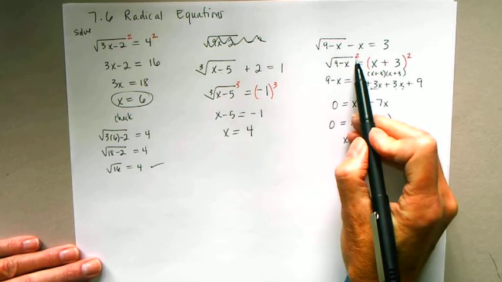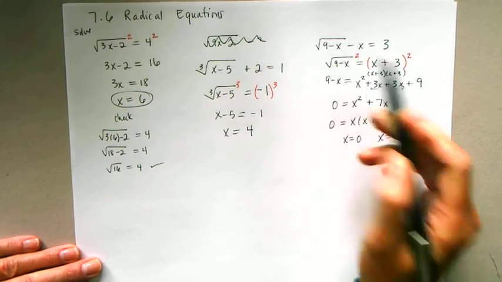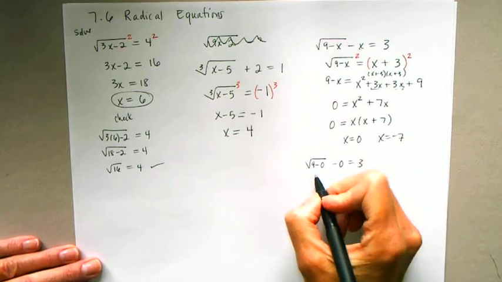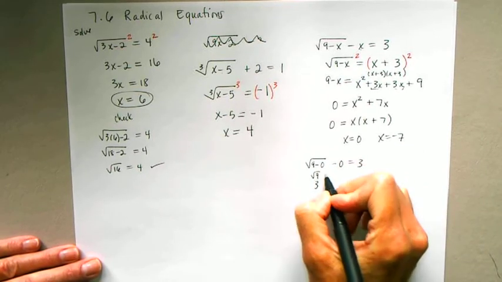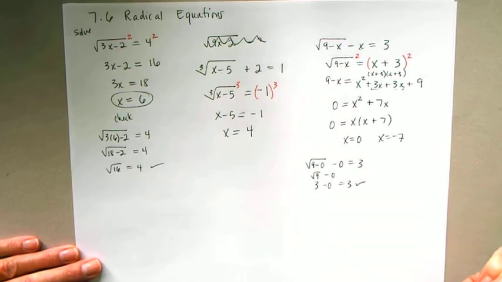So, because we squared both sides, we have to check our work. So I'm going to plug it in. Let's see, I have 9 minus x, and x is 0. And I get the square root of 9, which is 3. And that's still minus 0, so I see that that is true.